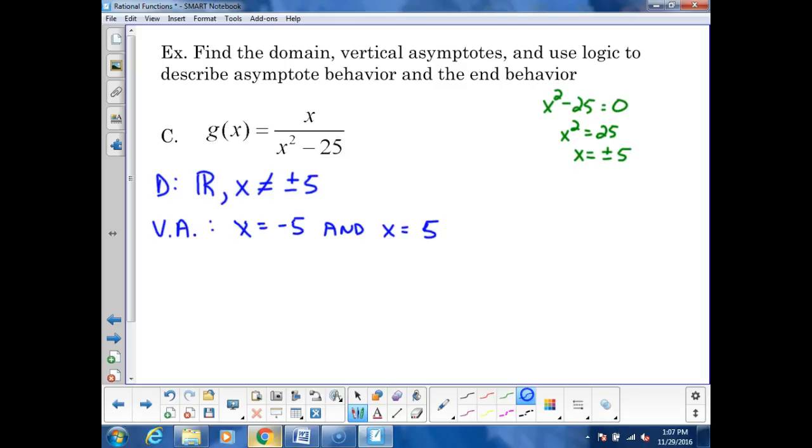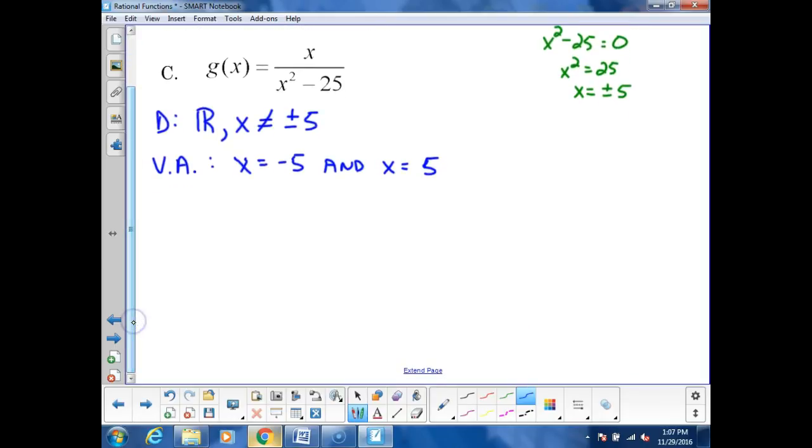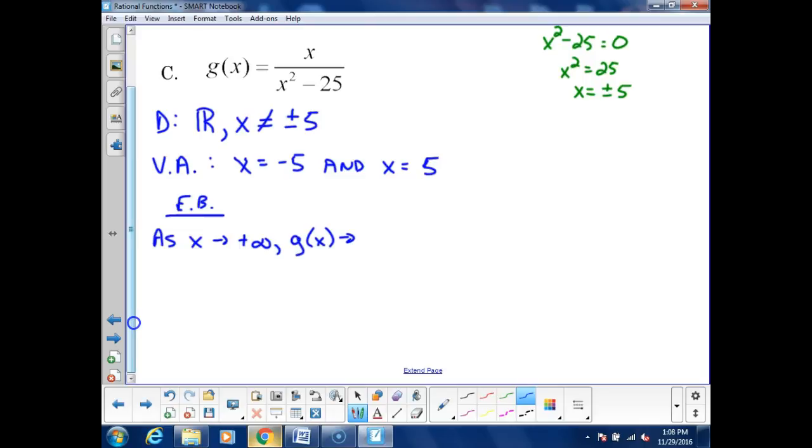Okay. Then it went on to say, go to using logic for end behavior and asymptotal behavior. Okay, so end behavior first. As x approaches positive infinity, what is, oops, it's not f, it's g. What is g of x going to do? And as x approaches negative infinity, what is g of x going to do?